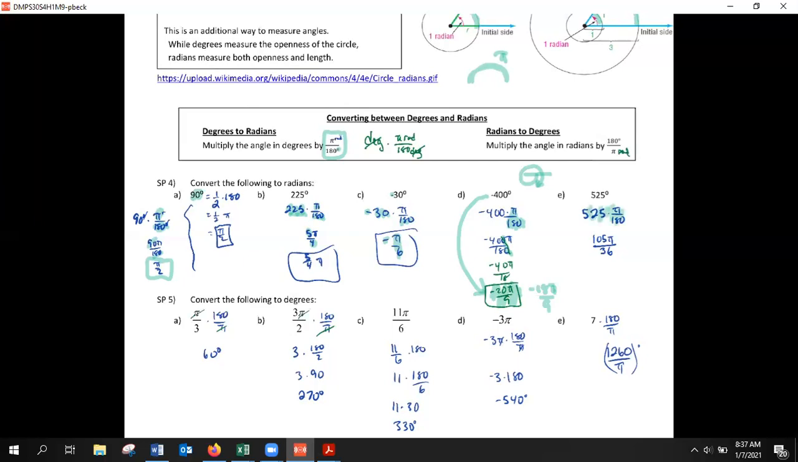Last one, 525 degrees times pi over 180. It doesn't look like there's a whole lot of reducing, but 5 goes into both, so we could reduce to that.